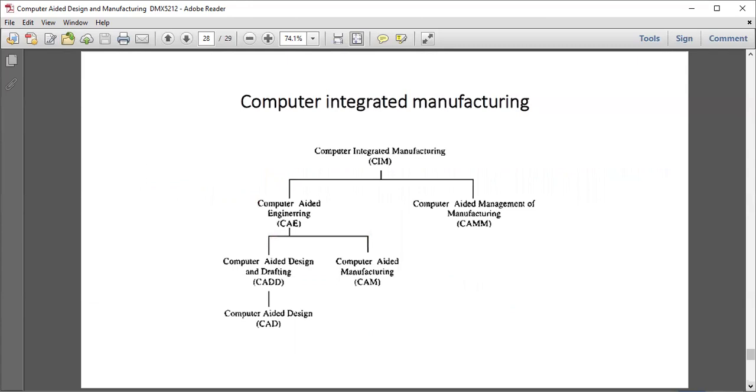This is when you see computer. There's another system called computer integrated manufacturing. We have computer aided manufacturing, computer integrated manufacturing. In computer aided manufacturing, what we learn is how to use computers to enhance our production or the design manufacturing.